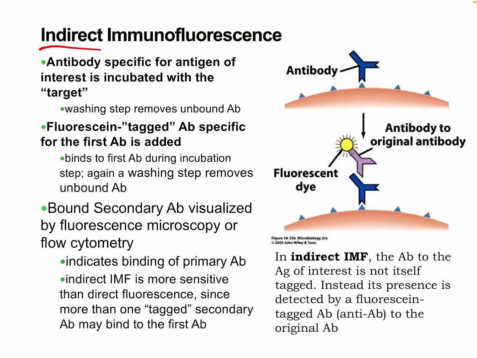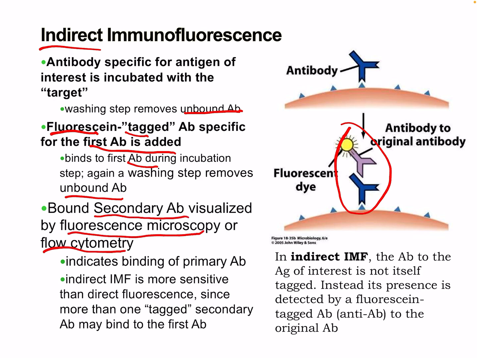Now we have indirect, so now we can actually see the antibody to the original antibody. The antibody specific for the antigen of interest is incubated with the target. The washing step removes the unbound antibody. Fluorescent tagged antibody specific for the first antibody is added. This binds to the first antibody during the incubation step, and again, a washing step removes the unbound antibody. The bound secondary antibody is visualized by fluorescent microscopy or by flow cytometry.